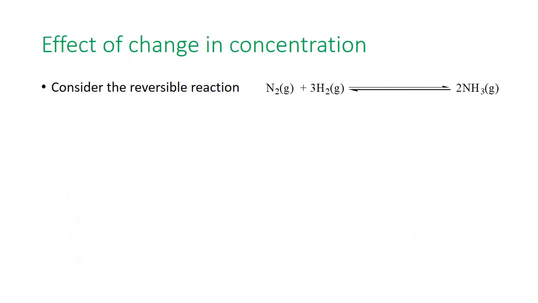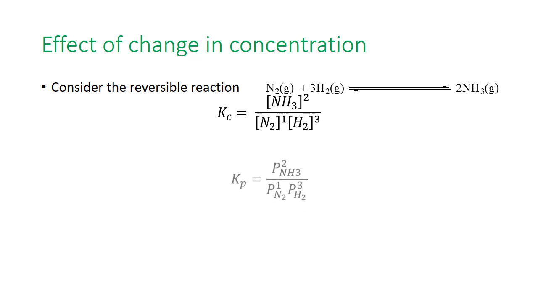Now, when we go to the factors which affect our equilibrium, we have the first, the effect of change in concentration. For example, you're going to be looking at the equation for the Haber process, that is nitrogen reacting with hydrogen to form ammonia. We can write the expression for Kc as shown and the expression for Kp as shown.